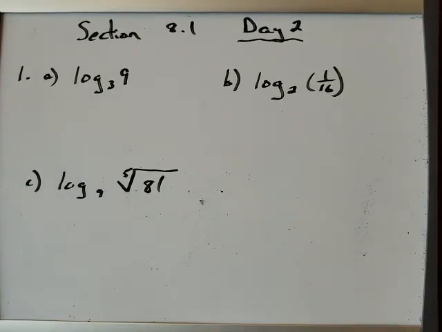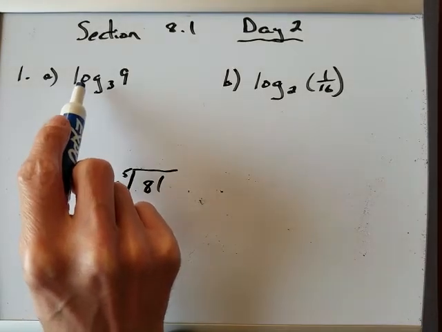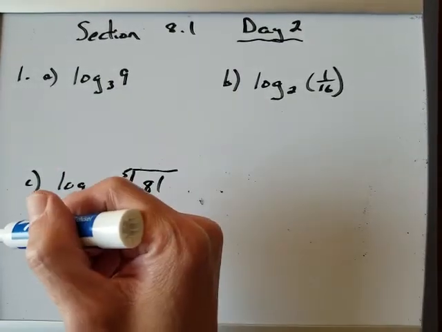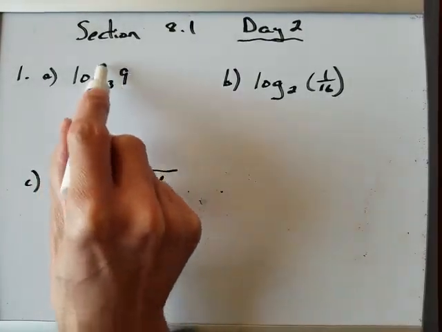We start section 8.1 day 2 by doing a quick review of how you would evaluate a logarithm. The questions in the PDF notes show the first step, but not color coded, so this is what you'd really be looking at. You would see something like log base 3 of 9. Remember, the 3 is a subscript and the 9 is normal size. And it will simply say, what is this equal to?